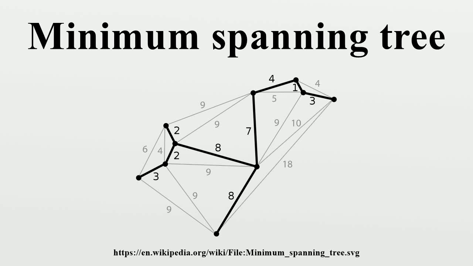A minimum spanning tree is a spanning tree of a connected, undirected graph. It connects all the vertices together with the minimal total weighting for its edges. A single graph can have many different spanning trees.